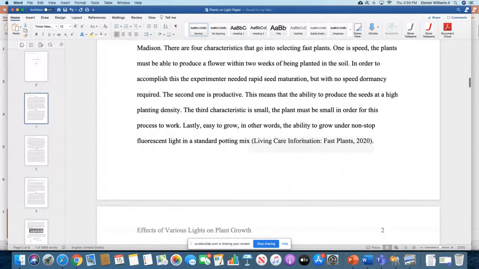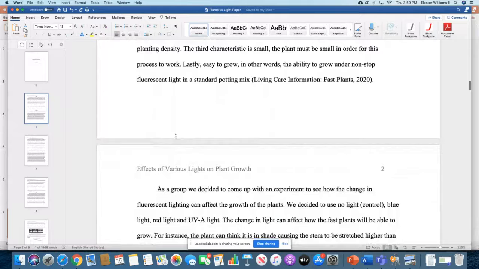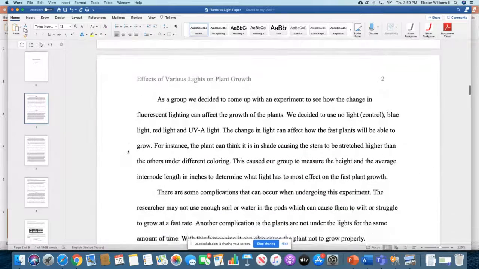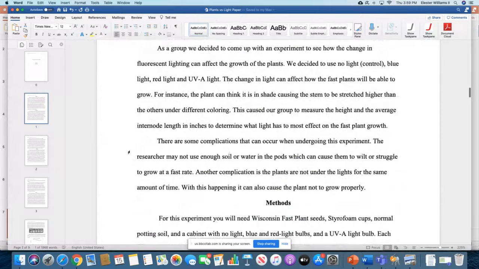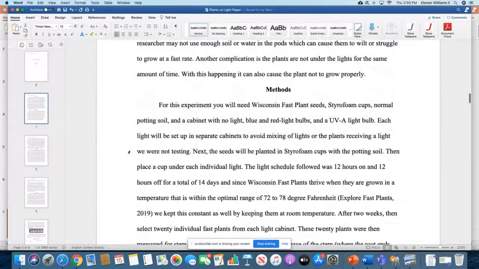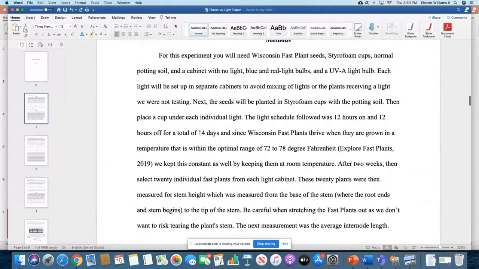And it's really good that they're including sources already, because if it's not common knowledge, you are expected to provide sources for it. And in the methods section, I see things like numerical amount of days, degrees, hours, all of that is important to include.